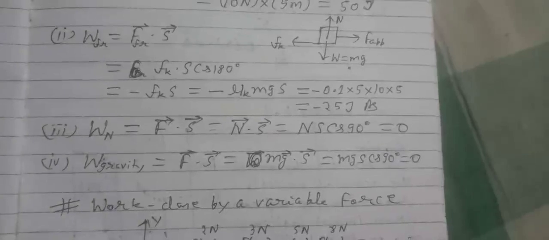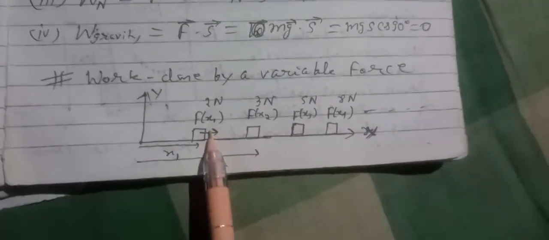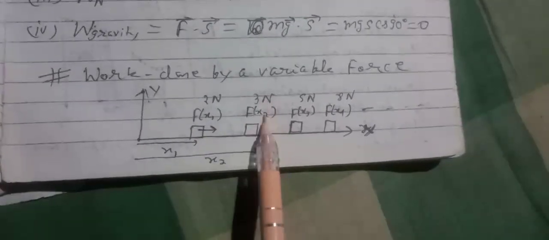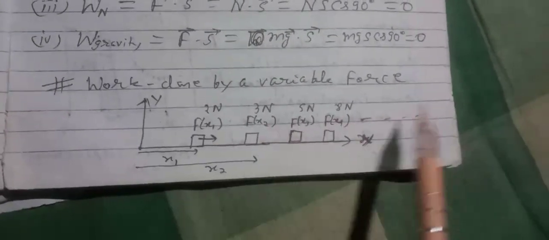Now work done by a variable force. In the above example, we have considered that force is constant during the motion. But what will happen when the force is variable during the motion? Here the situation is shown. For example, during the x1 displacement, force acting on the body is Fx1. During the x2 displacement, force acting on the body is Fx2, and Fx3, similarly and so on.